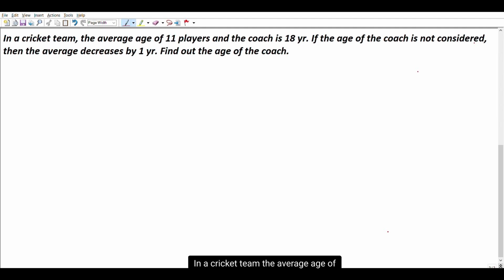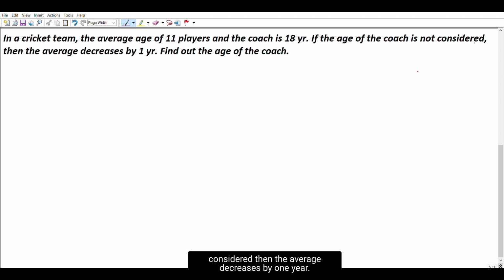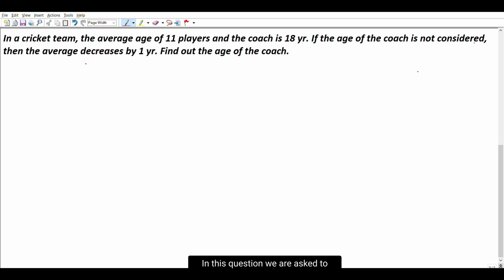In a cricket team, the average age of 11 players and the coach is 18 years. If the age of the coach is not considered, then the average decreases by 1 year. Find out the age of the coach. So, in the previous question, we were asked to find the value of the newly added observation. In this question, we are asked to find the value of the eliminated observation. So only the formula differs between both the questions. We will see it now.